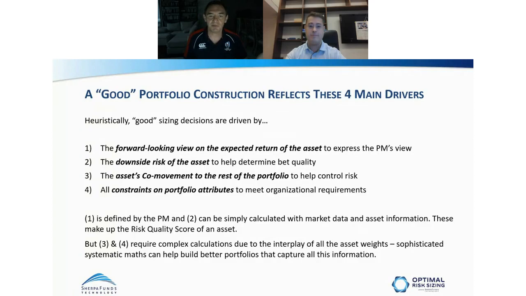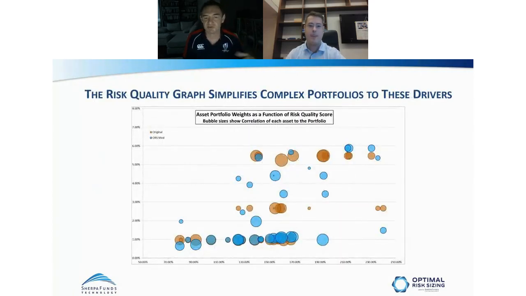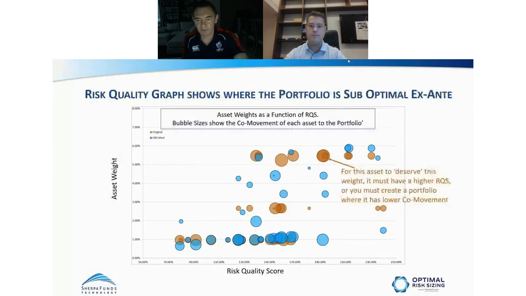And so when we look at those four things, we end up with an approach, a visualization, which we call the risk quality graph, the RQS, risk quality score graph. And again, we've done a full webinar on this, but it allows you to look at your portfolio and go, okay, what's odd about my portfolio? And actually, if you look at this portfolio, I think the next slide shows it quite well. If you look at this portfolio, can you flip forward?